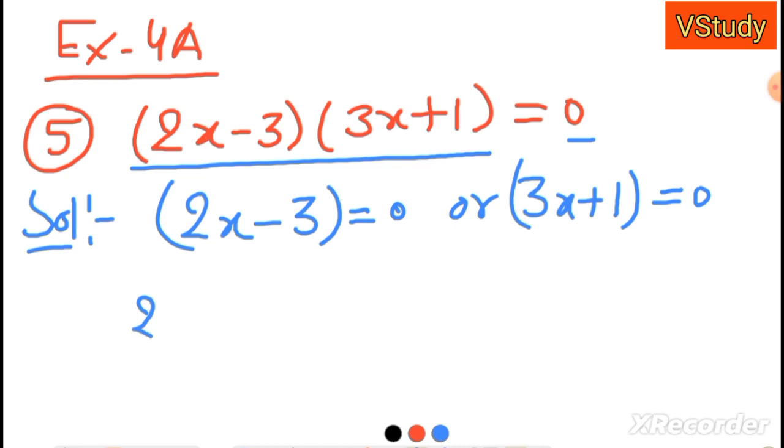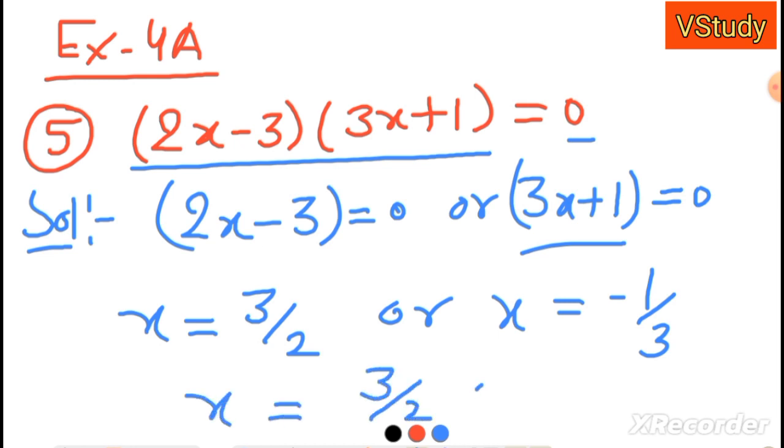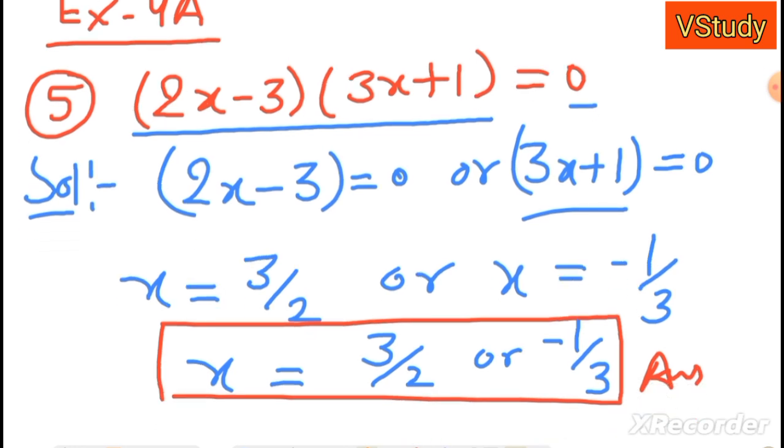So now from the first we get x is equal to 3 by 2, or from the second we have x is equal to negative 1 by 3. So x will be equal to 3 by 2 or negative 1 by 3. This is the answer of this equation, and these are the roots of this equation. Let's move to question number 6.